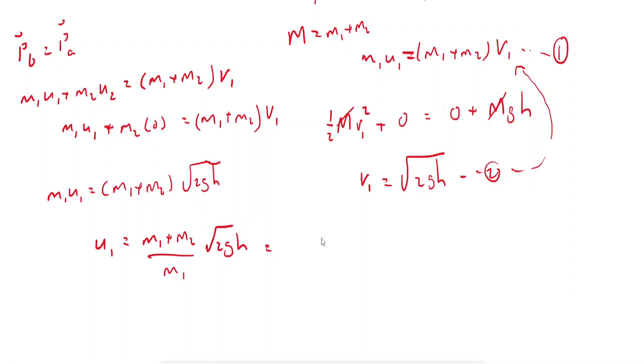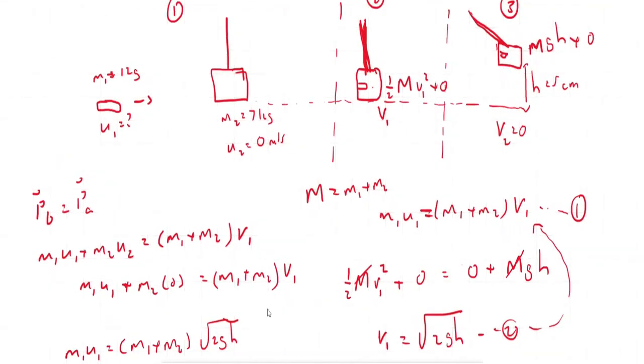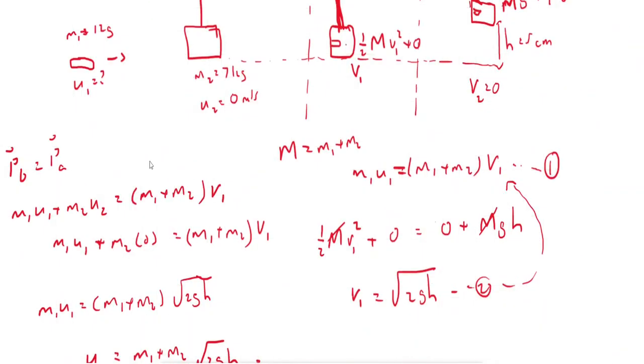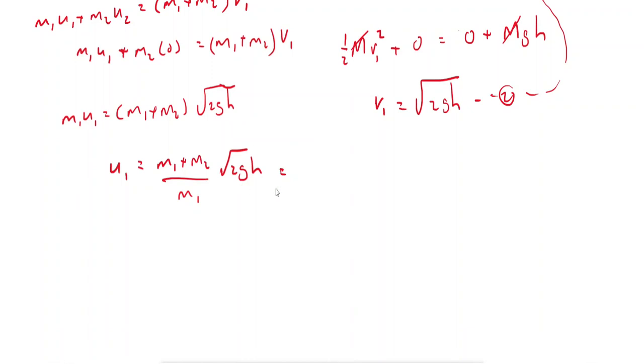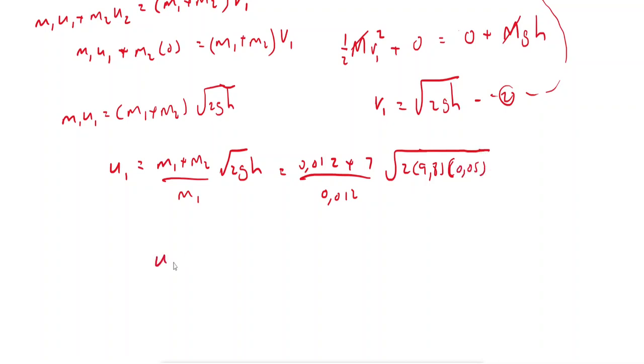Now remember, M1 is, I think, 12 gram. Let's just check. M1 is 12 gram, and the other one is 7 gram. So M1 is 12 gram, which is 12 divided by 1,000, which is 0,012. Remember, you must convert that to kilograms. Brackets are not necessary. 0,012 plus 7 grams. Then this is 0,012 M1, multiplied by the square root of 2 times 9.8, and then you said 5 centimeters. Convert this 5 centimeters into meters. It's going to be 0,05. So you'll find what this U1 is.